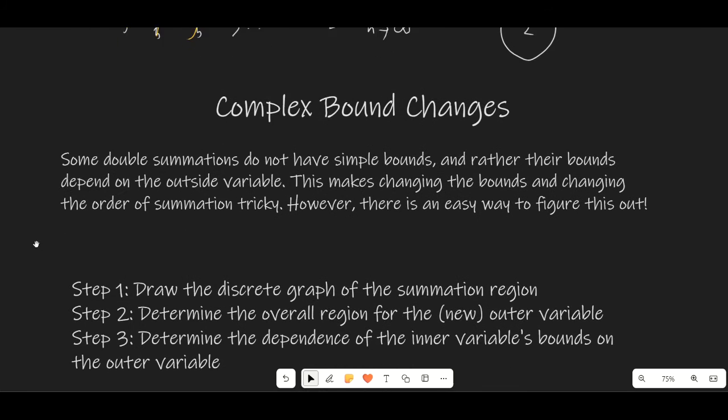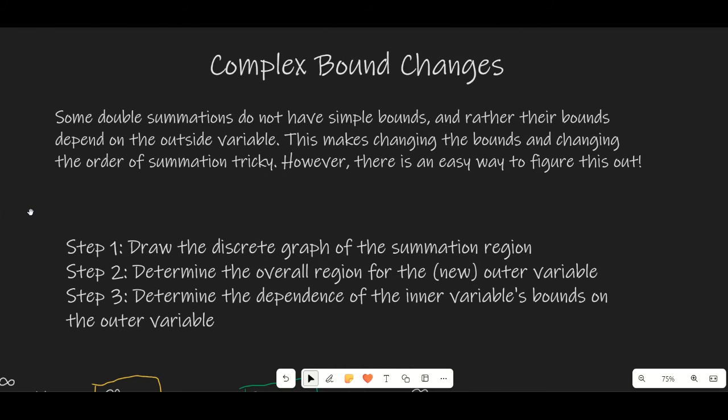So sometimes we have what I like to call complex bounds, and what I mean by complex bounds is the bounds aren't n goes from 1 to infinity and k goes from 1 to infinity or something like that. It's rather, on the inside we have k goes from 1 to n, and then n goes from 1 to infinity. And so this is a little bit more difficult because changing the bounds is not always the easiest thing in the world. Now, you could memorize formulas for how to change the bounds, and that's perfectly okay. But I find it's easiest to visualize the bounds change in order to actually understand what you're doing when you're changing the bounds and changing the order of summation.